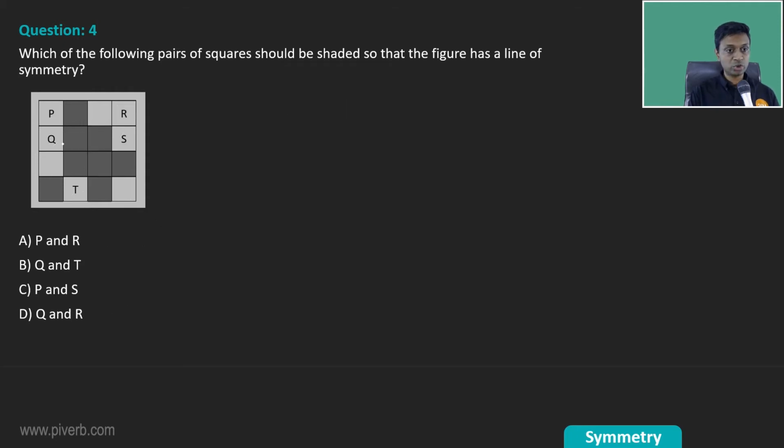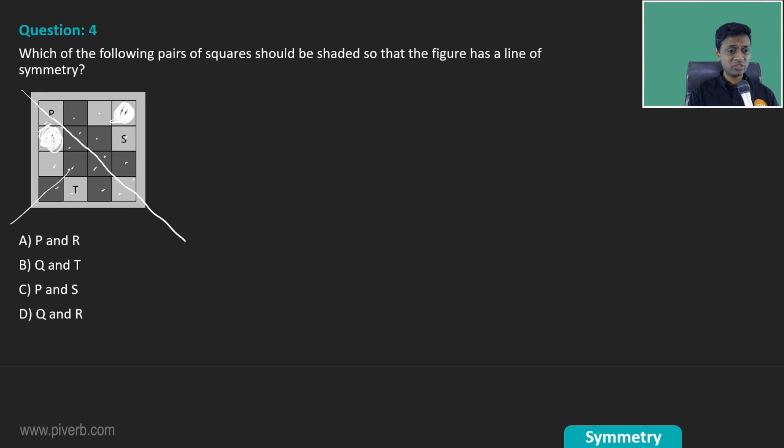So I'm going to shade Q and R. Q completely shaded, R completely shaded. So about this diagonal as a line of symmetry, these two work, these two work, these two work, T and S both unshaded, these two work, these two work, both shaded, P is smack in between. Q and R works perfectly fine. So if we shade Q and R, the figure will have a line of symmetry, this diagonal.